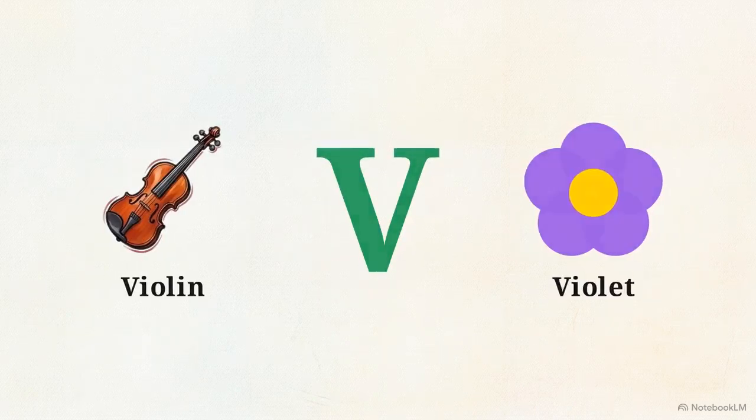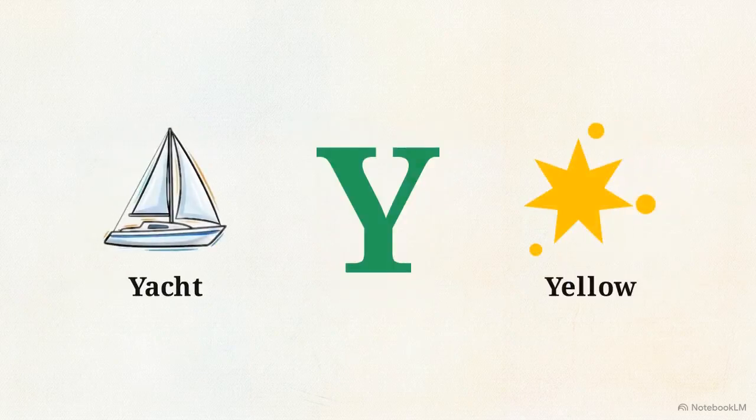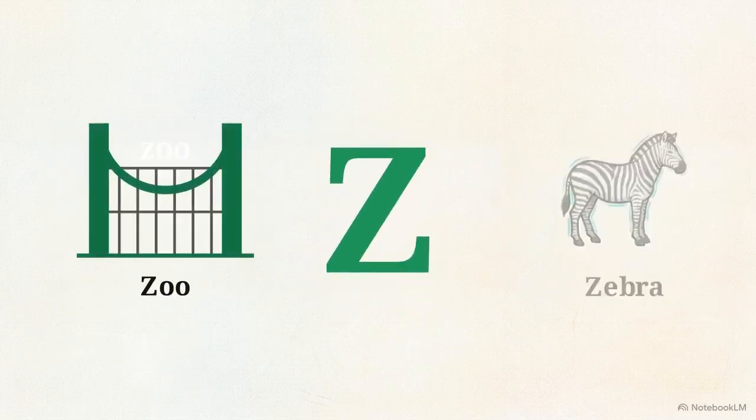We finish with a sprint through the final anchors. The V of violin and violet, the W of well and water, the Y of yacht and yellow, right down to the Z of zoo and zebra.